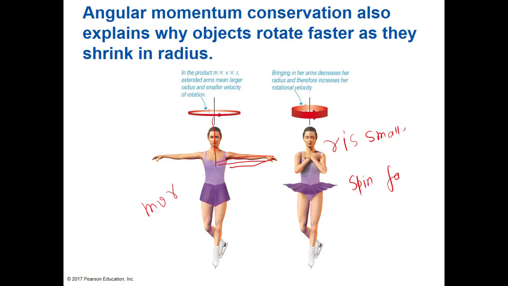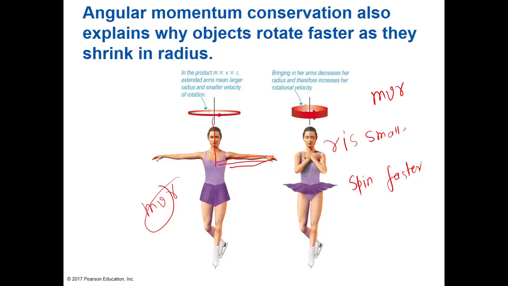Why is that? Because she has brought her arms closer to her body. That means the r is smaller. If you just look at this formula here, if r is smaller in mvr, that means the velocity would be faster.